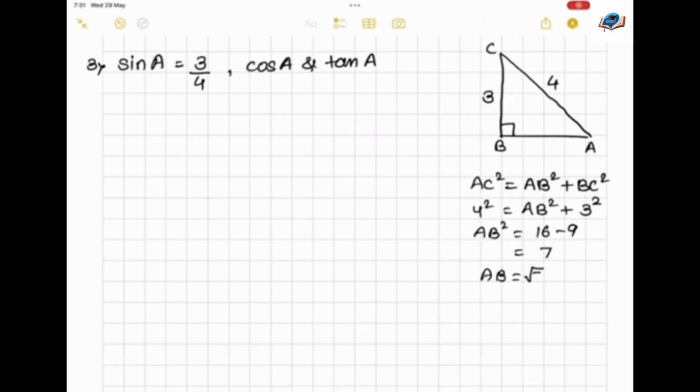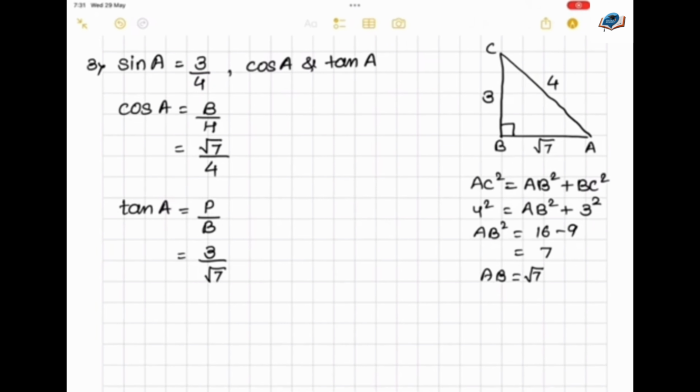So I got all the values. Now cos. So cos A equals base upon hypotenuse, so that will be root 7 upon 4, and tan A is perpendicular upon base. So cos A will be root 7 by 4 and tan A will be equal to 3 by root 7.